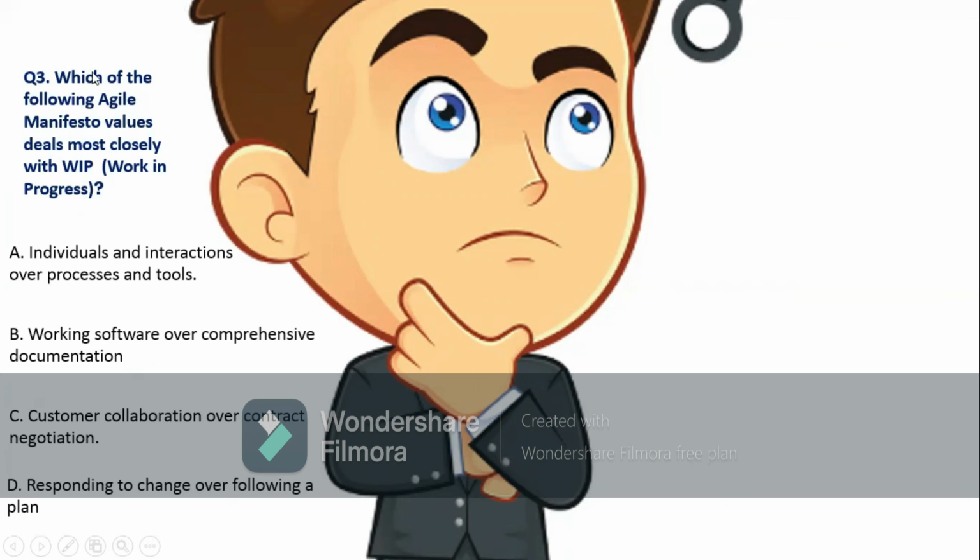The third question is, which of the following Agile manifesto values deals most closely with work in progress? So we need to know work in progress, right? Is it individuals and interactions over process and tools, working software over comprehensive documentation, customer collaboration over contract negotiation, or responding to change over following a plan? Of course, since it's in progress, you need working software over comprehensive documentation, right? Because it's work, it's an achievement, something that the customer looks for at the end, that's what he has paid for.